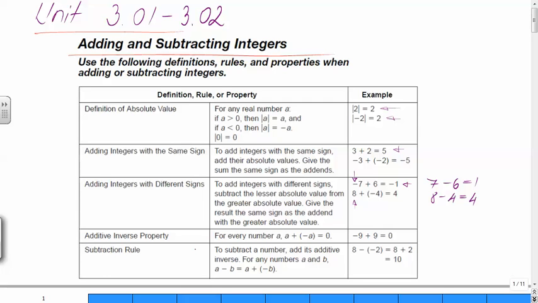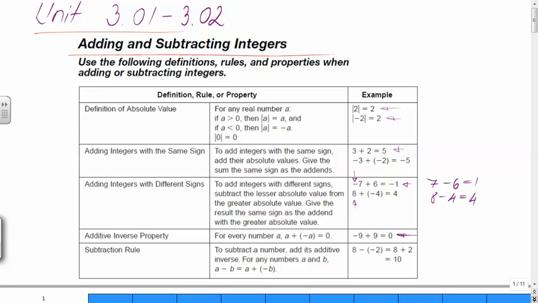Additive inverse property. We talked about properties of real numbers in Unit 2. What is that telling you? Well, over addition, if you're adding two opposite numbers, you will always get 0. Okay, and I hope everybody gets it. If you have any questions, let me know in class or send me an email.